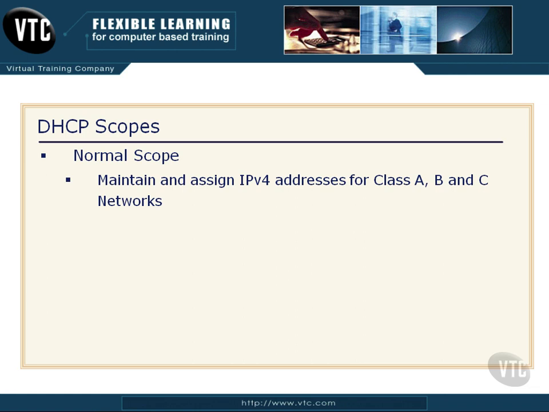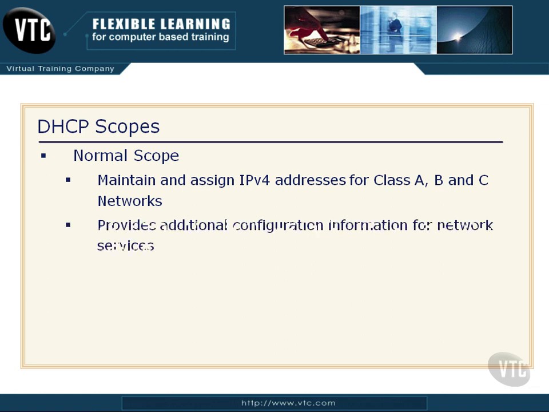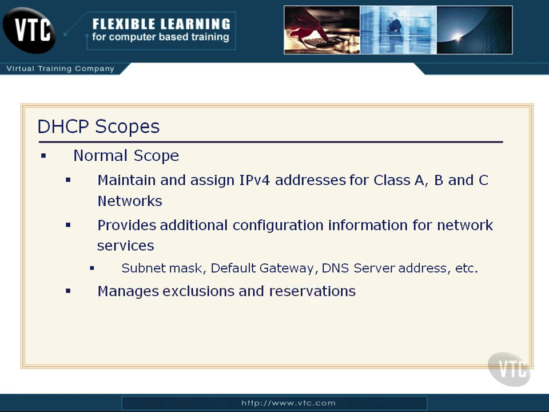Now the normal scope is where we actually go in and list the range of addresses that we want to assign out to clients based on the particular segment. And we can also use a normal scope to provide additional information for network services. And these are also called options, and we'll talk about options in a separate video as well. But these are things like subnet mask, default gateway, DNS server addresses, those sorts of things.